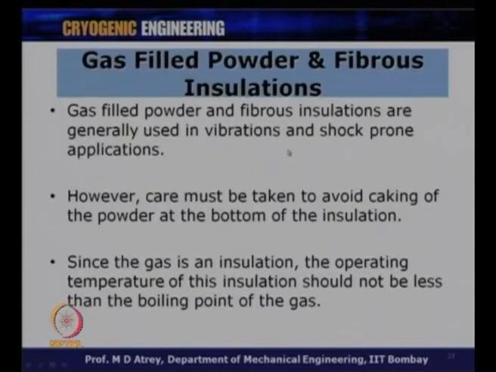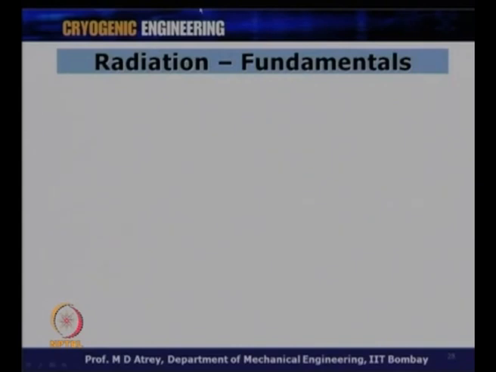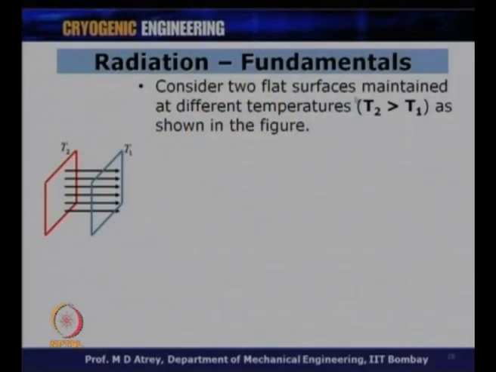Coming from the gas filled powder and fibrous insulation, now we will have our next possible way of heat transfer, which is radiation. Before we go further, what is important is to understand the radiation fundamentals, so let us brush up our radiation fundamentals so that we can understand why shields are used to minimize this radiation. Alright. So, let us see the radiation fundamentals. Consider two flat surfaces maintained at different temperatures. Now we are going away from mass insulation and going to radiation heat transfer fundamentals, and then we can use vacuum in that case.